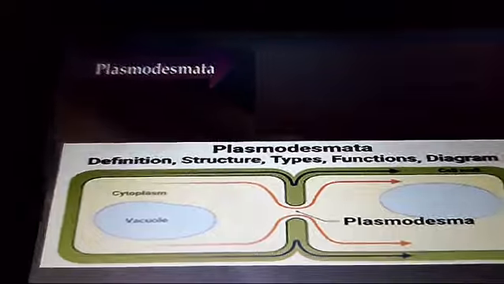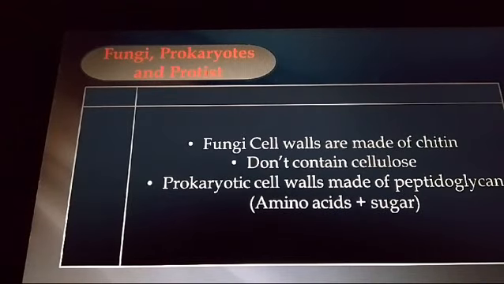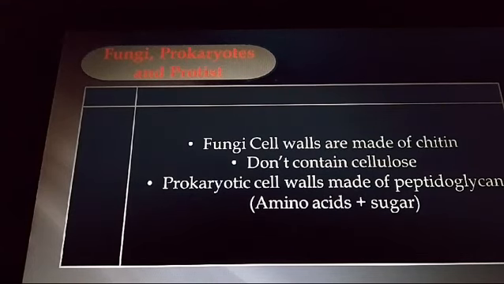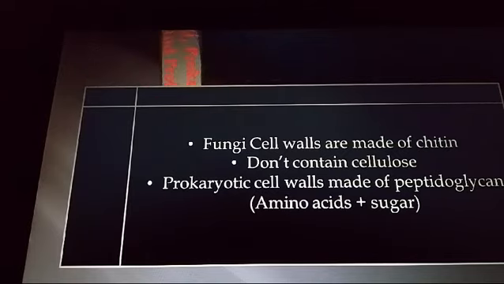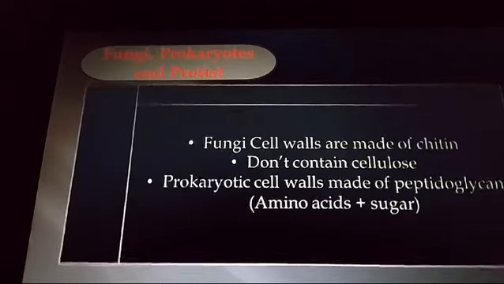Okay, now fungi, prokaryotes, and protists. The cell walls of fungi, prokaryotes, and protists are made up of different types of chemicals. Like the cell wall of fungi is made up of chitin, and they don't contain cellulose. And protists also don't contain cellulose. And as far as prokaryotic cells are concerned, they are made up of peptidoglycan, and peptidoglycan is basically a complex of amino acids and sugar. Means the peptidoglycan is made up of amino acids and sugar.